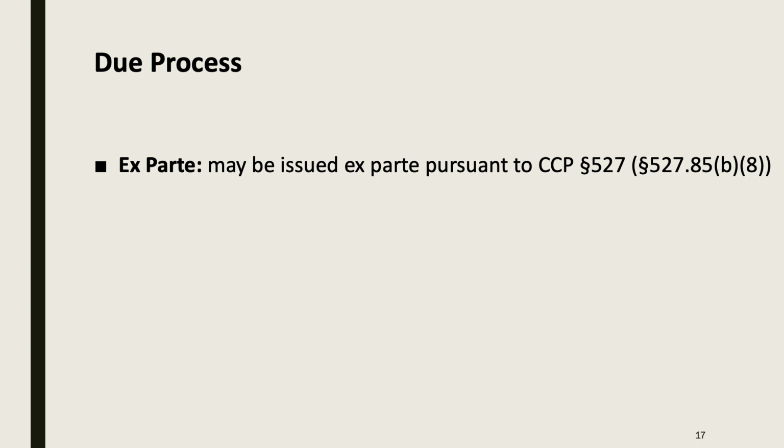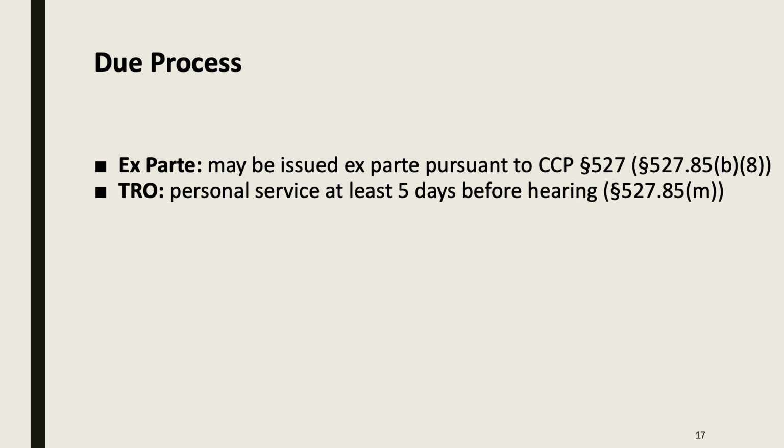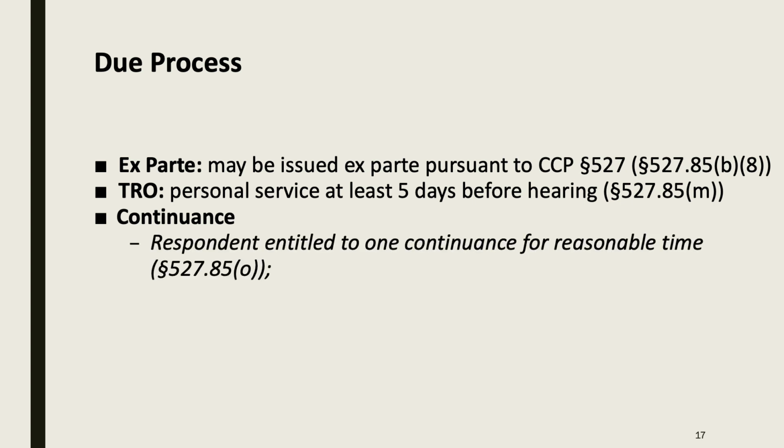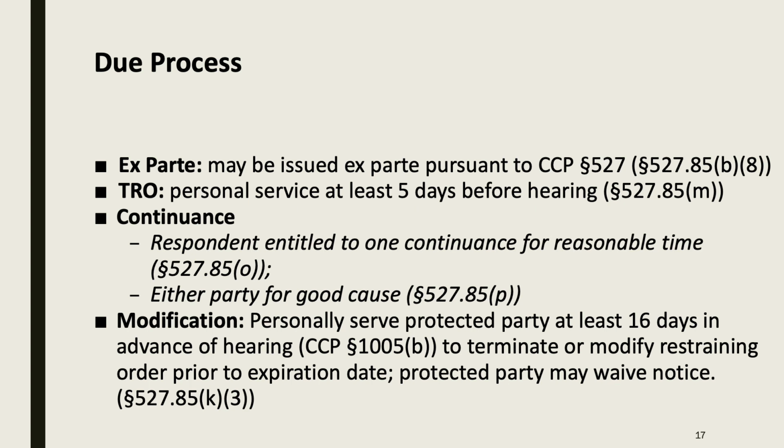Well, due process, in this case, an ex parte order may be issued pursuant to CCP 527. That's that temporary restraining order. The temporary restraining order has to be served at least 5 days before the hearing, and the respondent is entitled to one continuance for a reasonable time, but either party can get a continuance for good cause. And if the restraining order is sought to be modified, the person seeking the modification has to serve the protected party at least 16 days in advance of the hearing to terminate or modify the restraining order prior to the expiration date, and the protected party may waive notice.